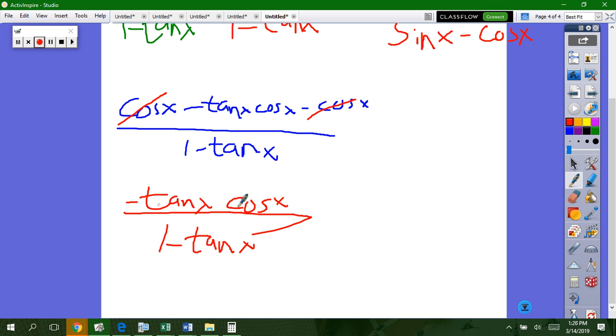How about this? What is tangent times cosine? Anybody know? I'll just do it over here really quick. Who said it? Somebody said it. It is sine. Yep, because that's what it is, right? Everybody see that? Because tangent is sine over cosine. Is everybody there?